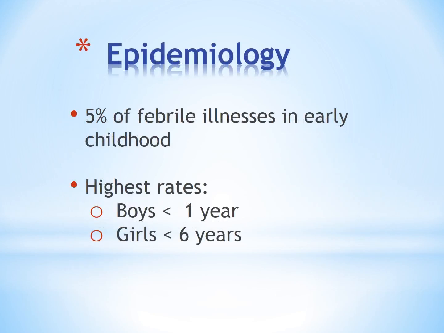In terms of epidemiology, urinary tract infection comprises 5% of febrile illnesses in early childhood. The highest rates of UTI are among boys less than 1 year and girls less than 6 years of age.